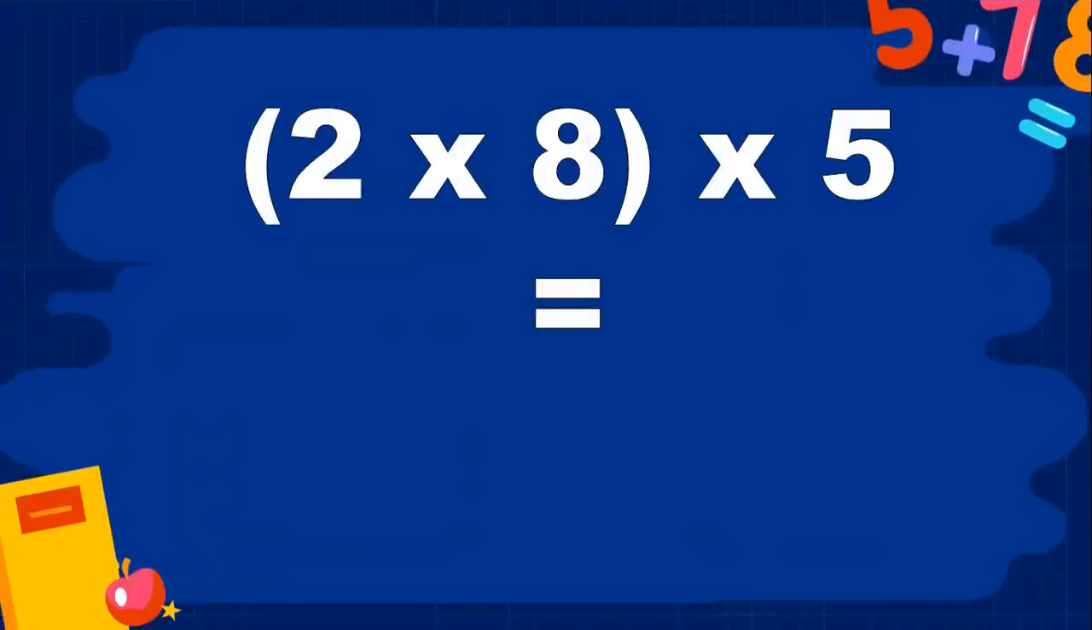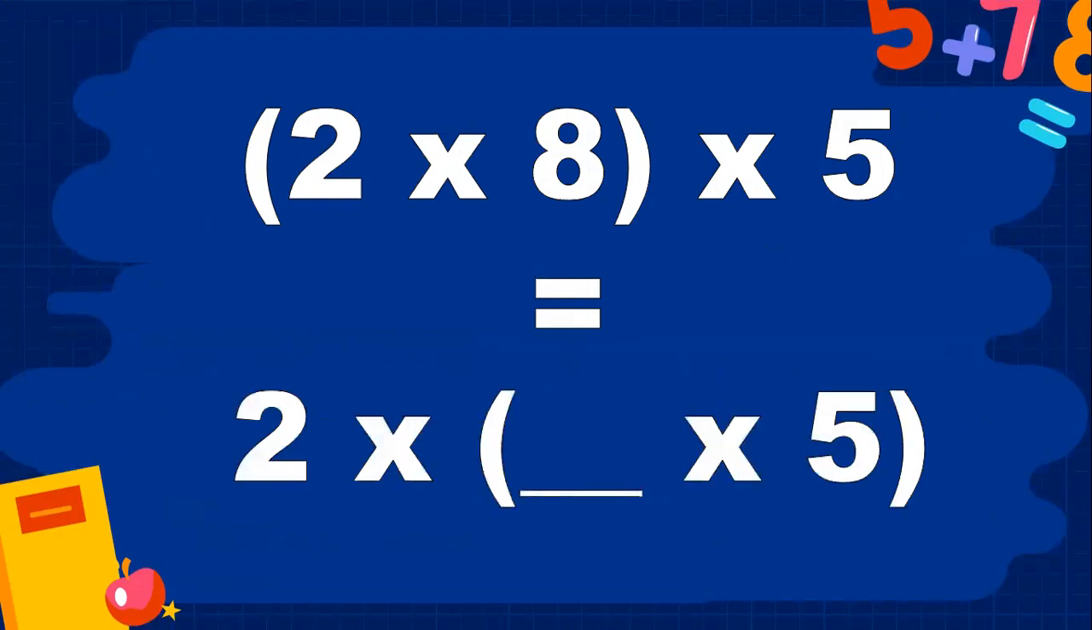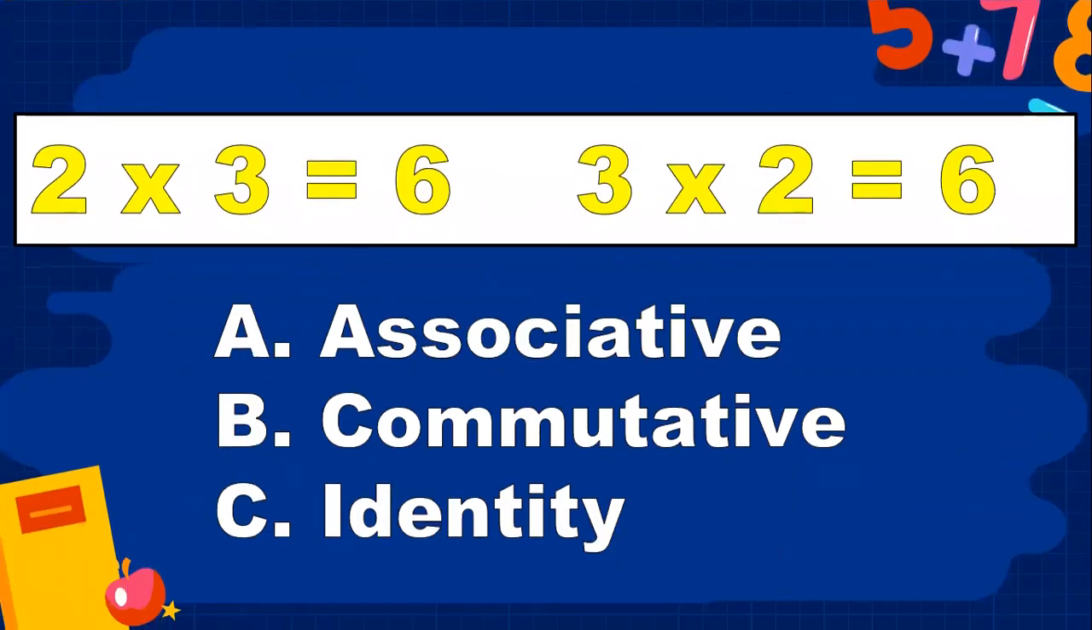Next one, 2 times 8 times 5 is equal to 2 times the group of blank times 5. What is the missing number? The missing number is 8. Okay. How about this one? Can you identify what kind of property of multiplication? We have 2 times 3 is equal to 6. 3 times 2 is equal to 6. Is that A, associative, B, commutative, or C, identity? The correct answer is commutative property.